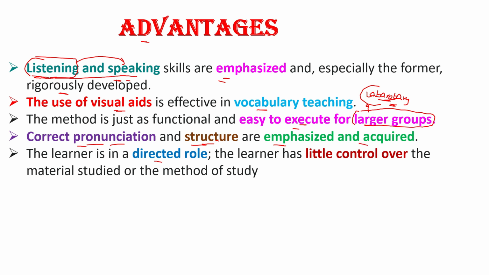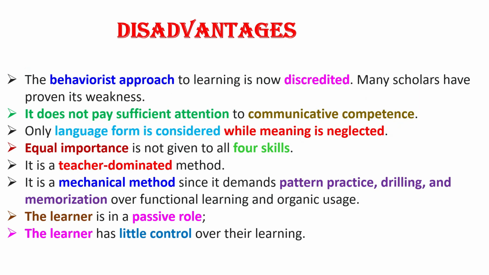The learner is in a directed role because the teacher directs here. Learner is in a directed role. Whatever the teacher is directing, he will follow. The learner has little control over it. Yes, who has more control? Teacher has more control. Student has little control in this method.